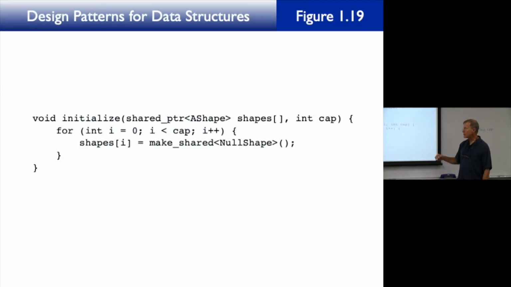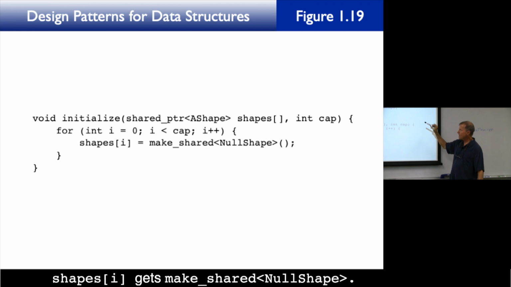So now here's the code for each one of those methods. So we have initialize, which returns void. What it does is it sets up, and now here's where new comes in. For int i gets 0, i less than cap, i plus plus, and then shapes sub i gets new null shape. So remember that null shape was the empty one that we initialize everything to.